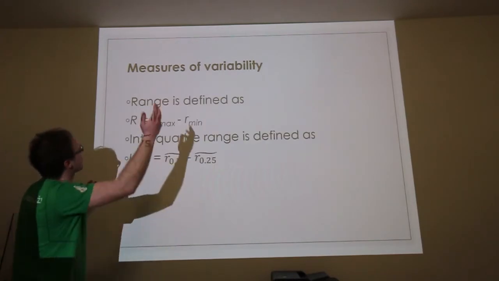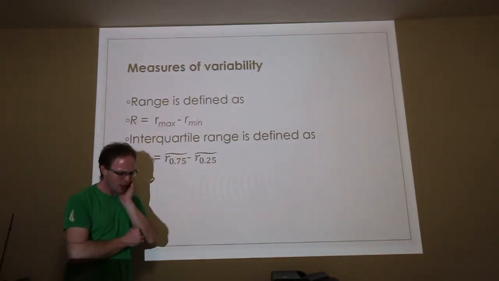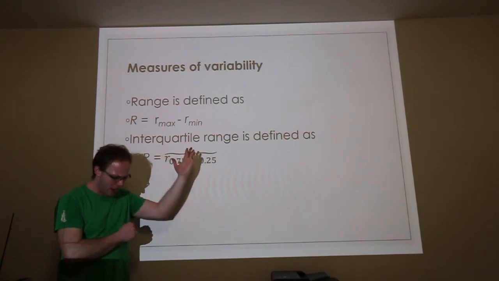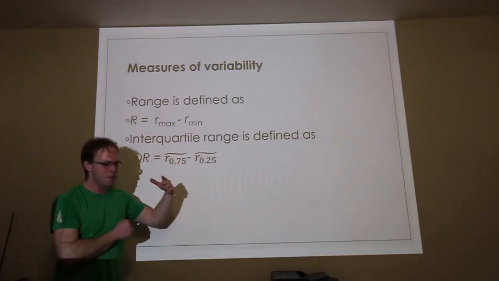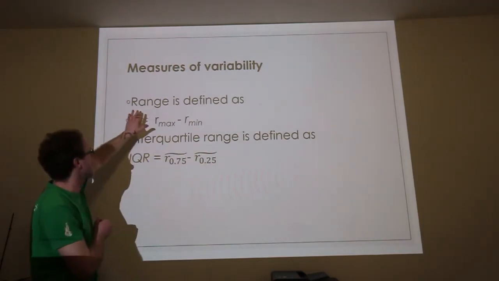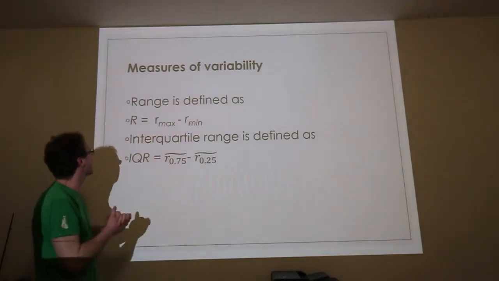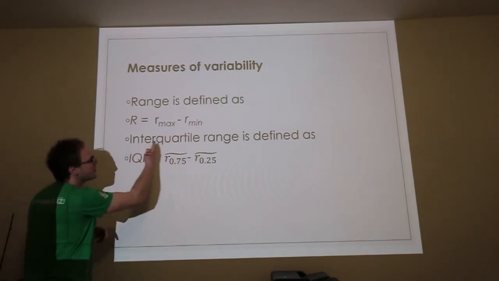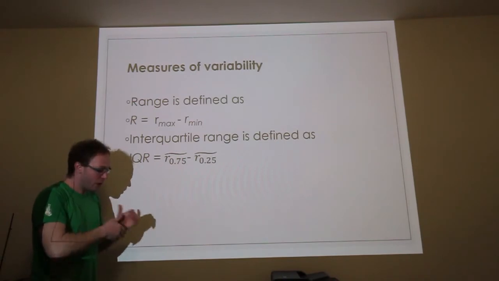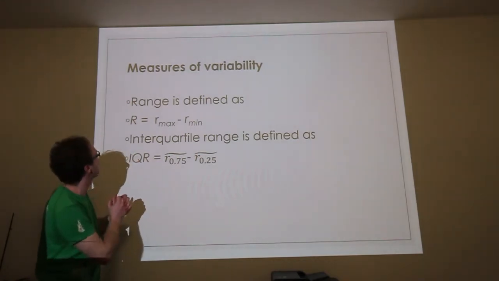Another measure of variability is the range. Maybe I forgot to say that the variance and standard deviation are measures of absolute variability, and also the range is a measure of absolute variability. Also the interquartile range is a measure of absolute variability. So we are speaking about measures of variability and absolute measures of variability.